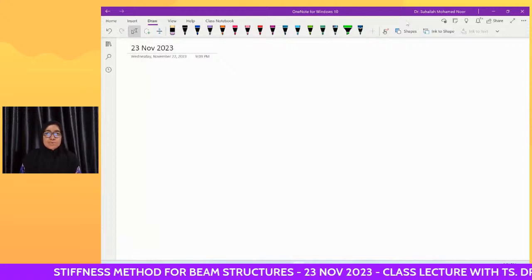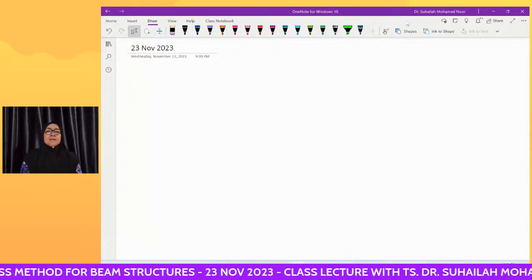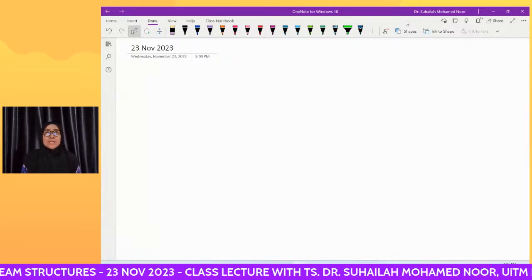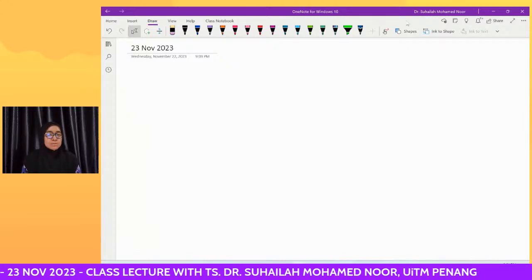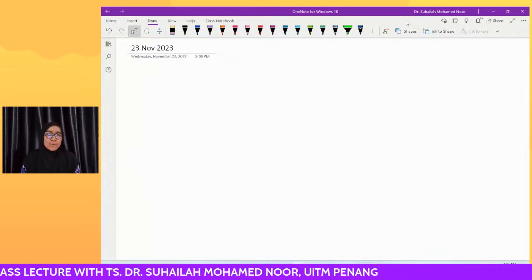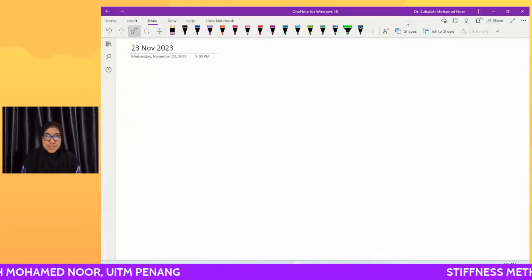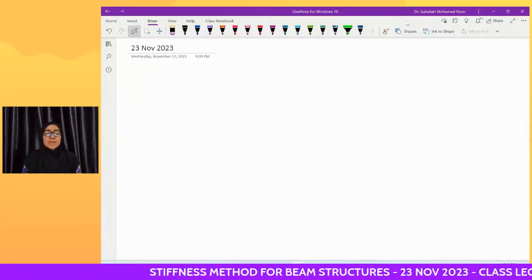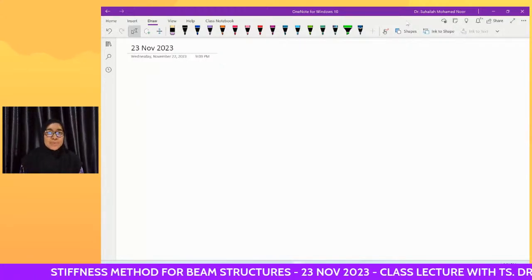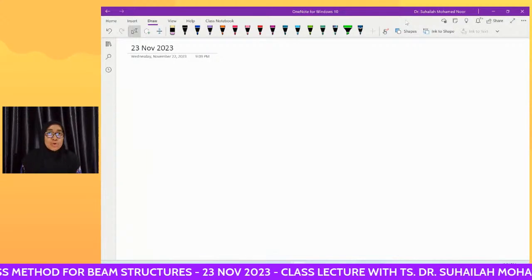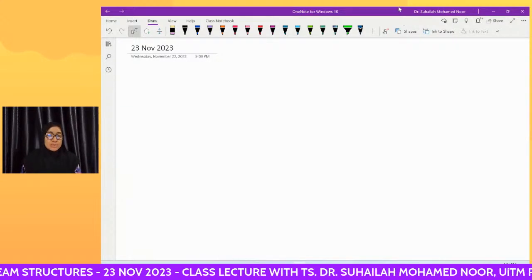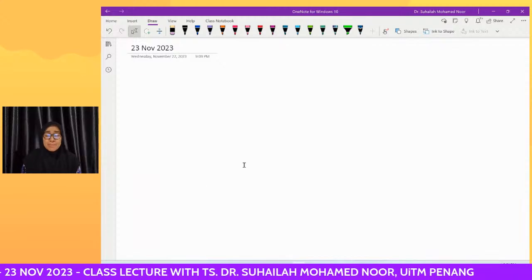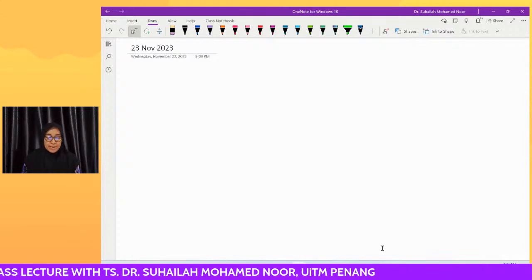So we meet again. In part 3, beam analysis using stiffness matrix method. What we are going to do tonight is to review your submission regarding the question I gave you this morning, and after that we will try to draw the shear force diagram as well as the bending moment diagram.